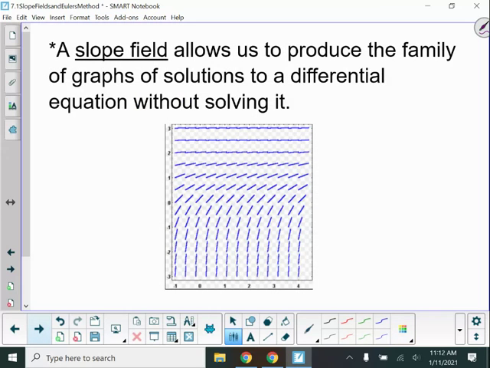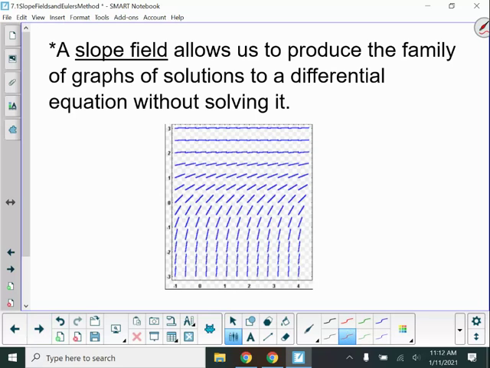So we're going to take the same question. Well, here's the definition of slope field first. Your slope field is going to allow you to produce that family without solving it, like I just said here. So you can see this is an example of a slope field. It's a series of little tangent lines. Typically, if you need to graph a particular solution, they will tell you where to put a point, and then you're going to sketch something that matches.